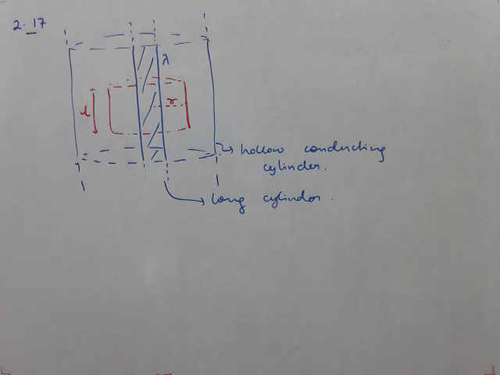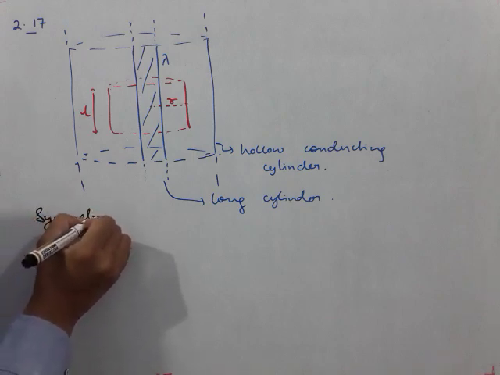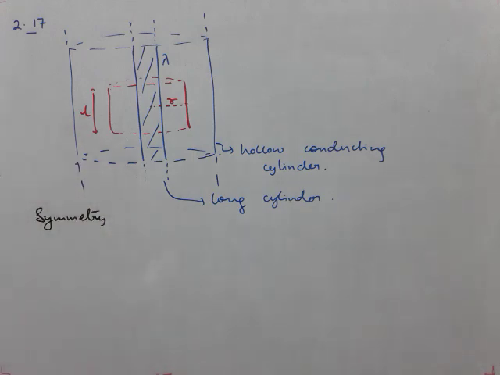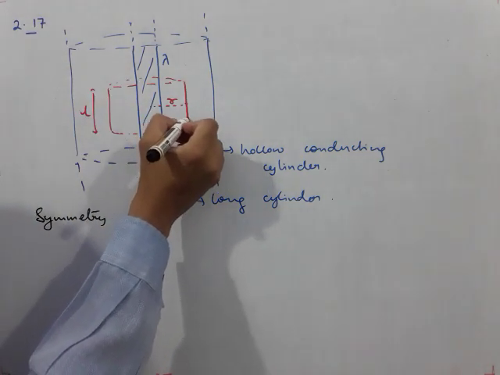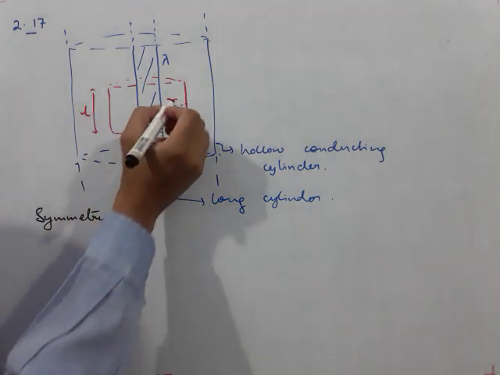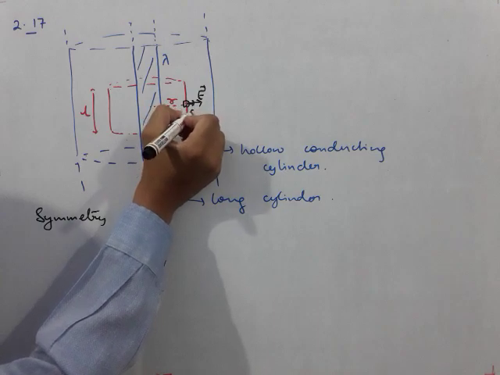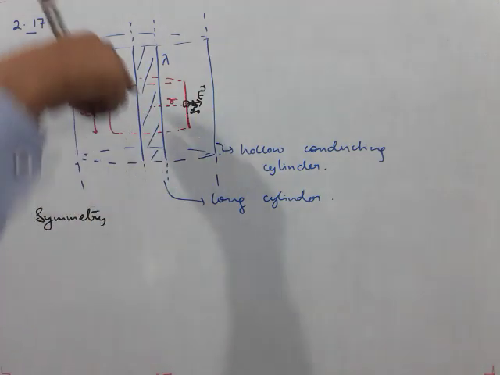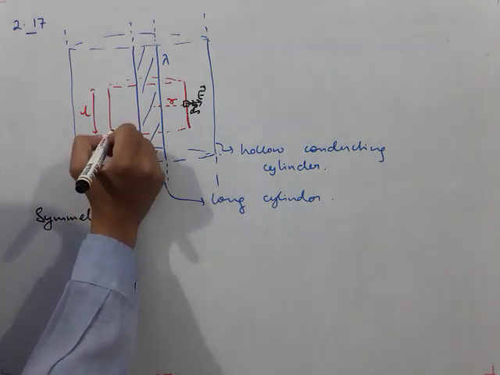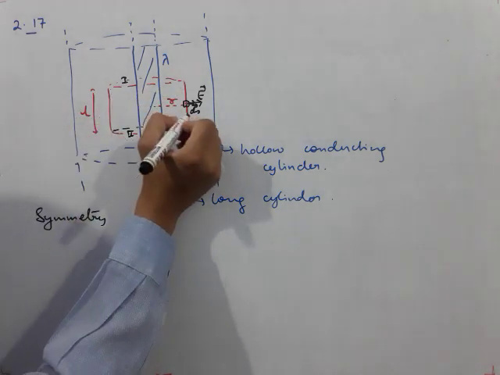Now we will use the concept of symmetry. By symmetry, at all the points on the Gaussian surface, on the curved surface, the electric field will have the same value and it will be directed like so. So electric field and area vector, that is ds vector, will be in the same direction on the lateral surface. Suppose the two bases, this I will call as 1, this I will call as 2, and the curved surface I will call as 3.